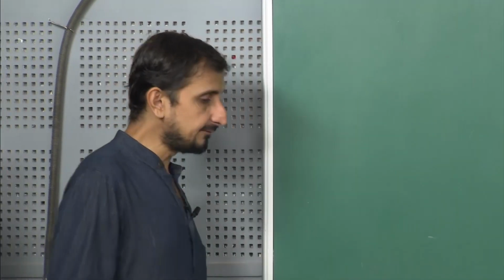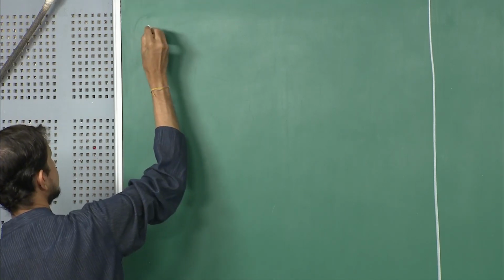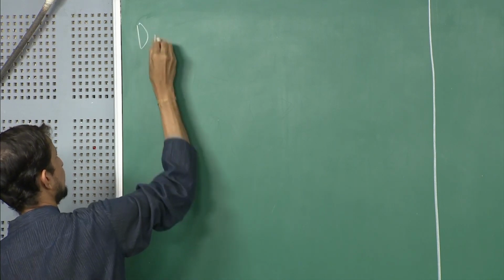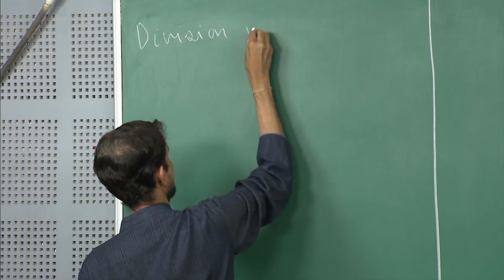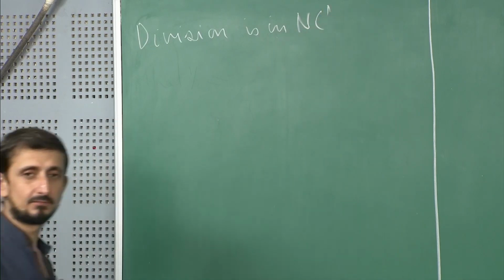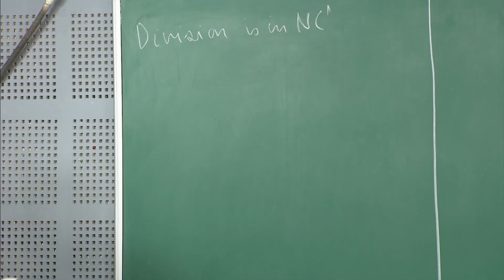So now the question is, can we do better than NC2? NC2 means log square, so can we bring down the depth below log square? This is going to be our agenda for the next couple of lectures. What we will prove is the following result, that division is in NC1. This is actually a very strong result, and quite a non-trivial result.